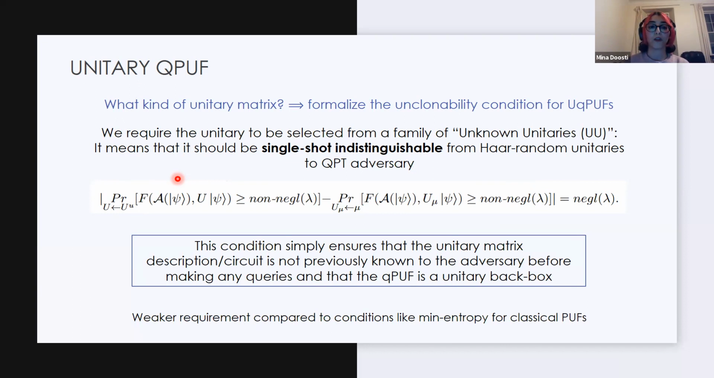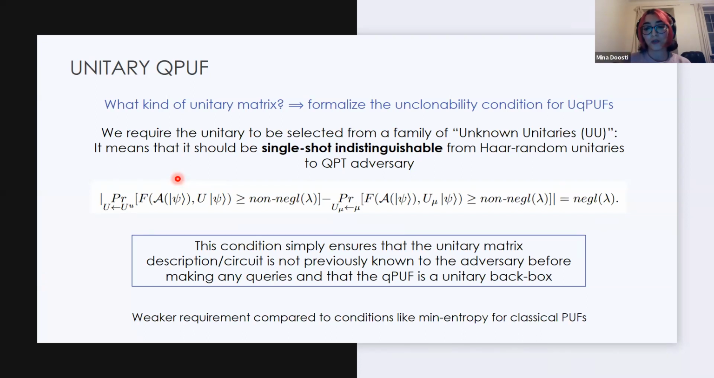So in fact, the probability of the adversary producing the output should not be non-negligibly better than what happens when you give it a Haar random unitary. And what I want to note is that this condition is very minimal, because it simply ensures that the unitary of the PUF should be unknown before doing any query. So you don't have any previous knowledge on the description of the circuit or things like that on your unitary matrix.